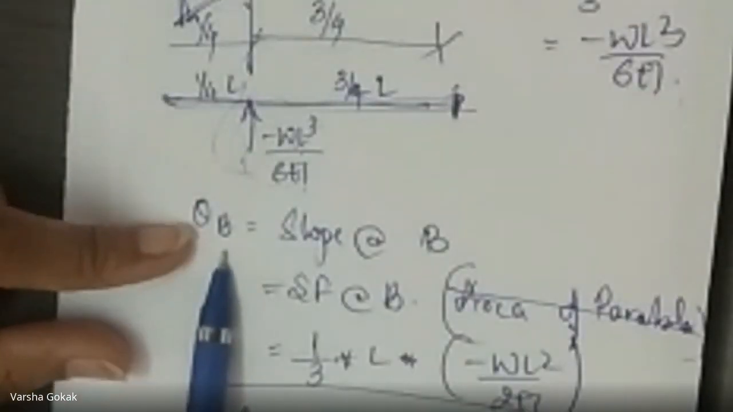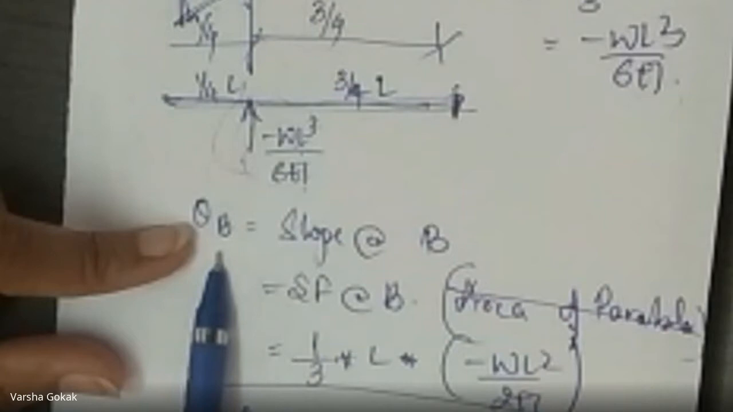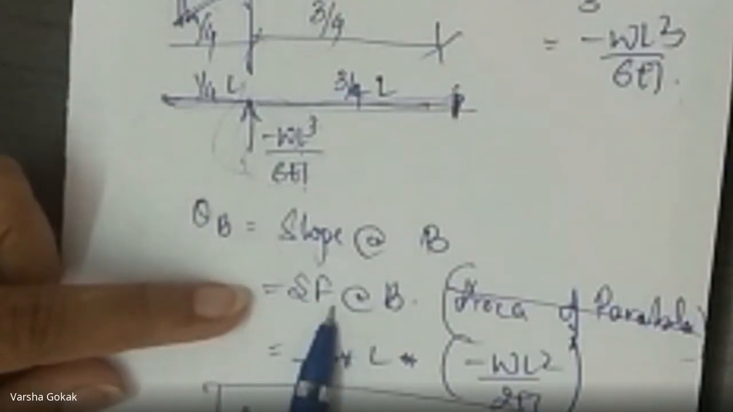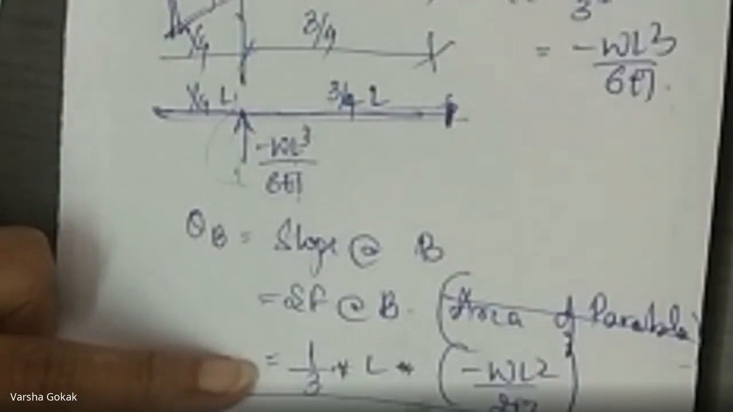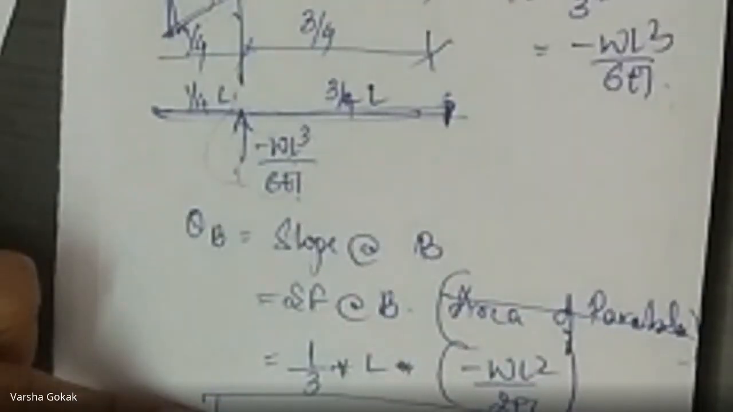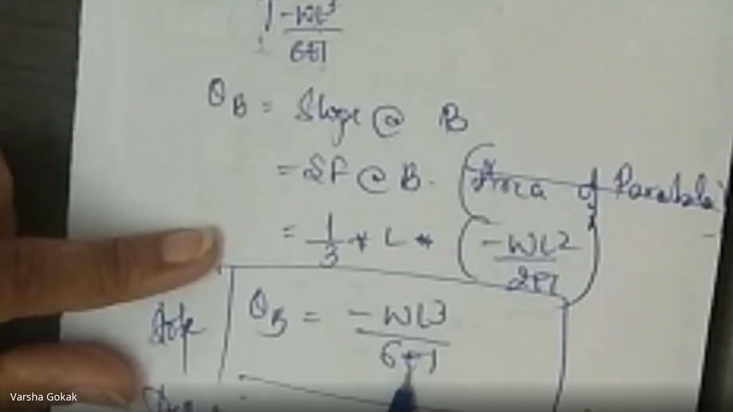Then let us calculate the slope. Slope theta B, or slope at B, is nothing but the shear force value at point B. For shear force, I will be taking the value of the force, that is area of this. So when I take the area, that becomes WL cube by 6EI.